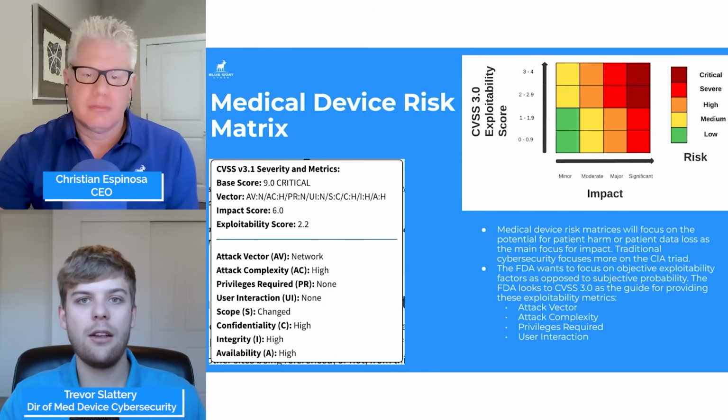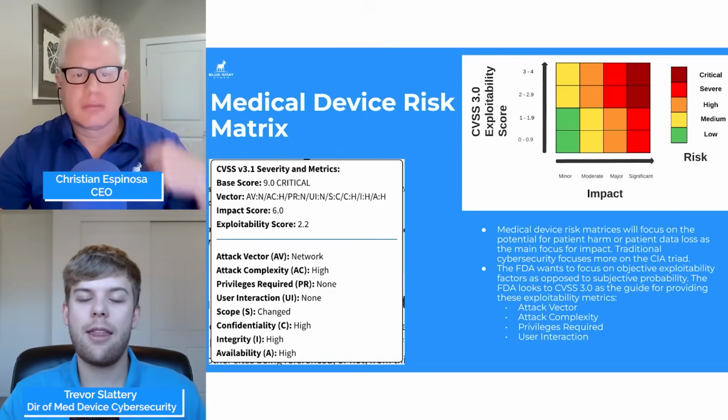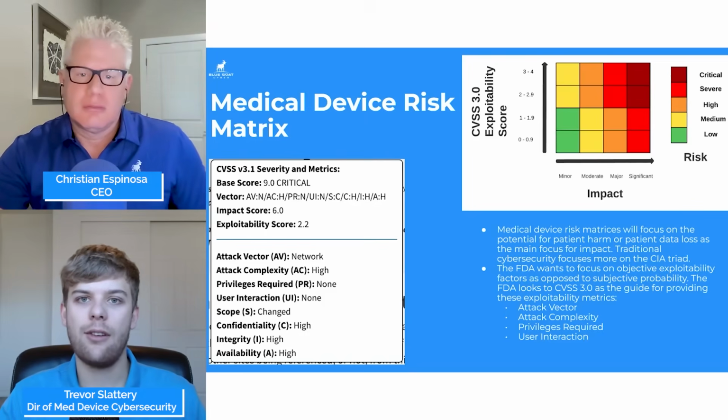The next thing we're looking at is privileges required. This can be none, low, or high. No privileges will be just someone coming in unauthenticated. They don't have any access, any credentials. They're looking at it from the outside as the same anyone else would.